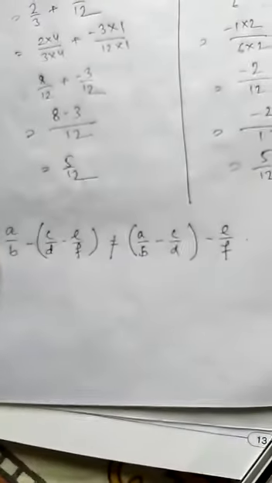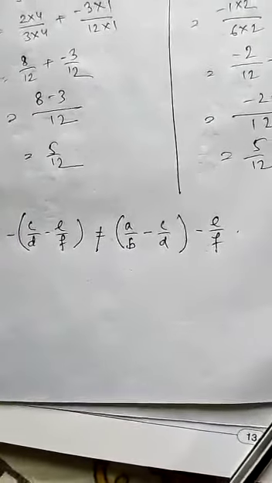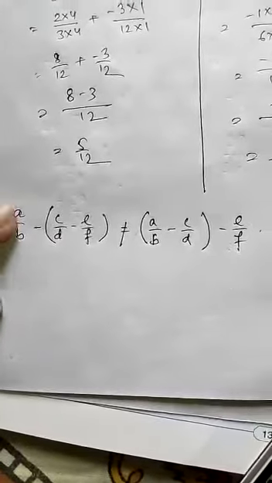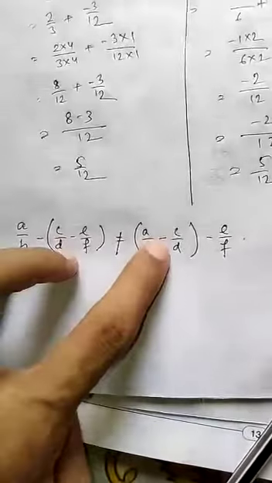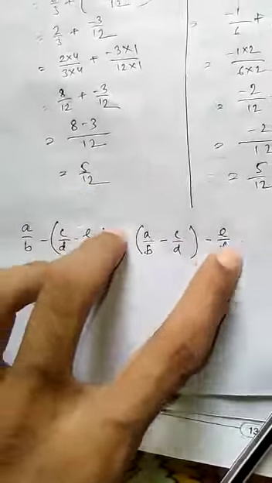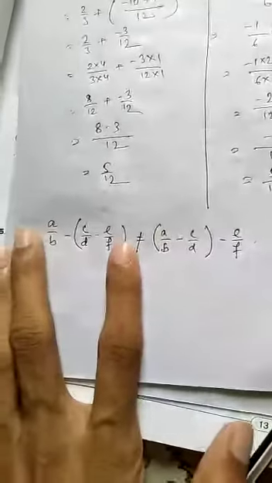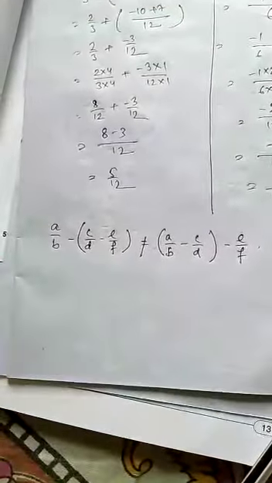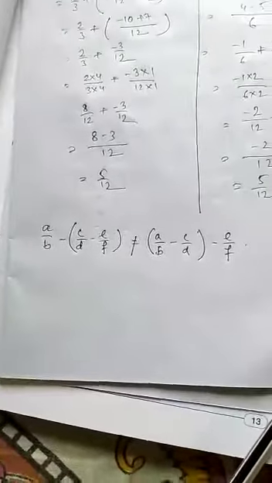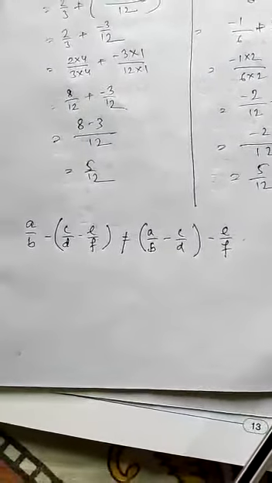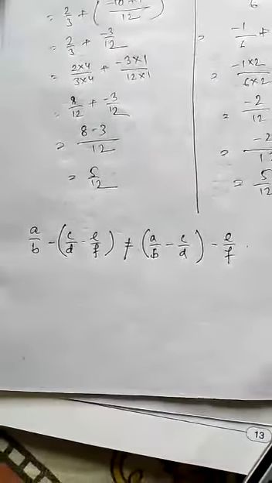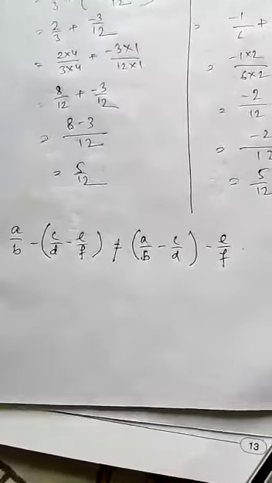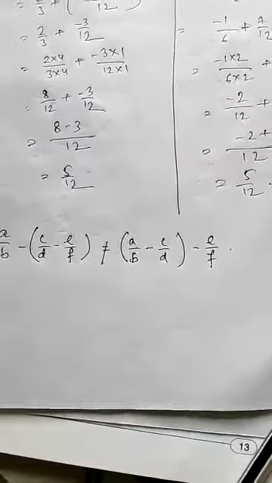Okay, but in case of subtraction of rational numbers, it is not associative. That means if we group these numbers like this, a by b minus c by d minus e by f in the first bracket, and a by b minus c by d in the first bracket minus e by f, then the result of these two will be different. So we can say that the subtraction is not associative. You can also verify it by considering three rational numbers, such as suppose one is 2 by 3, one is minus 5 by 6, and another is 7 by 12. So you can check this with the help of three rational numbers.